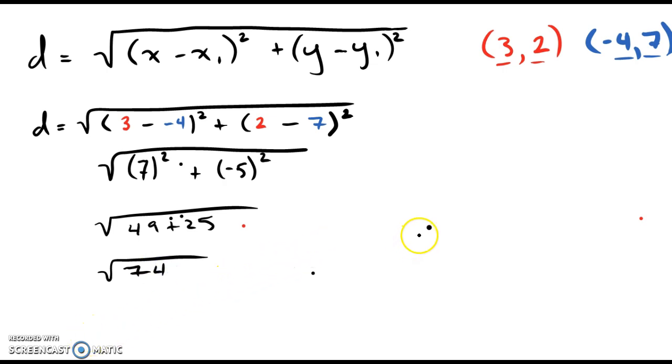So ask yourself, can we simplify this? Let's look at 74. I know 74 is divisible by 2. And if I divide it by 2, I get 37, which is prime. So we can't simplify this anymore, so this is our final answer.